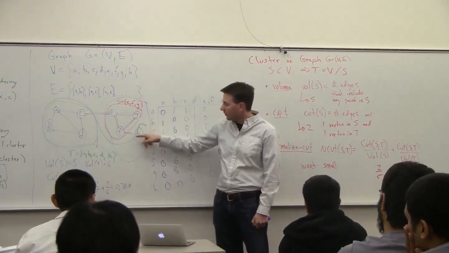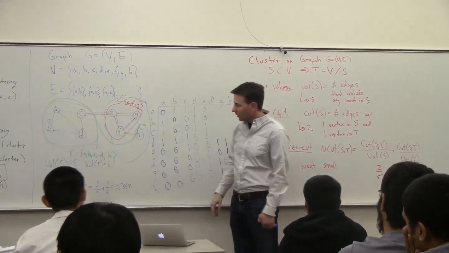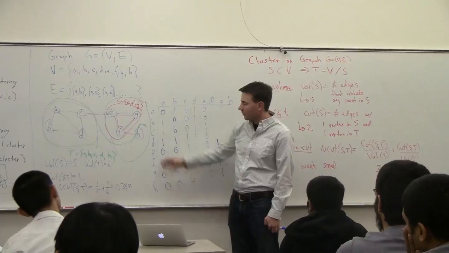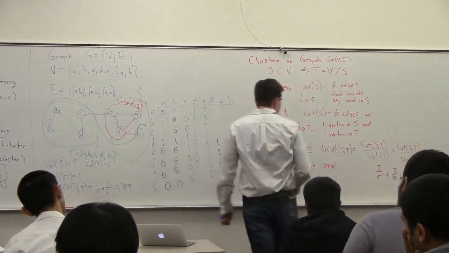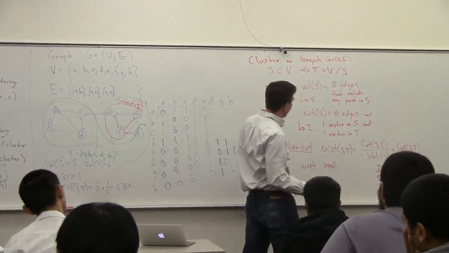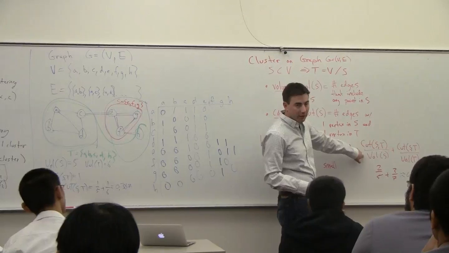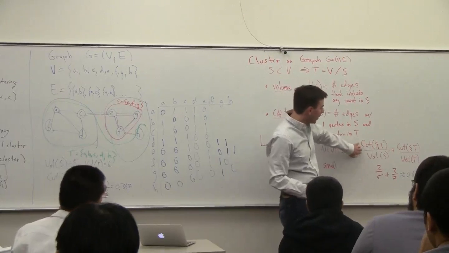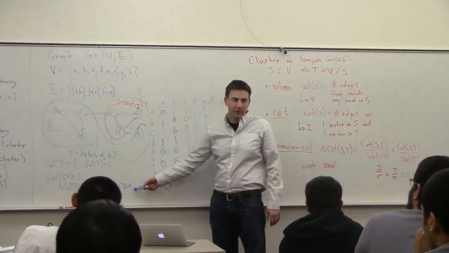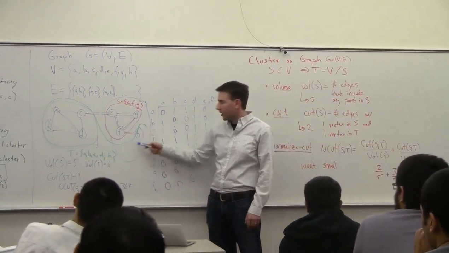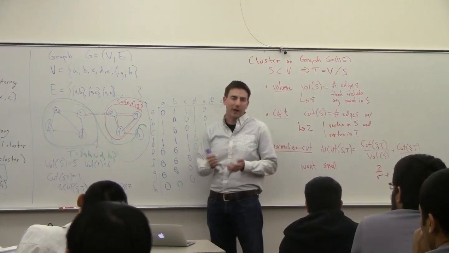If you just look at this as S and everything else as T, then the normalized cut is going to be a lot larger. This H here will have a volume of only 1 and a cut of 1, so it's going to be 1 plus something. And here we got down to 0.36, right? So it's good. This normalized cut would be a lot larger. So just the smallest cut is not quite going to do it.